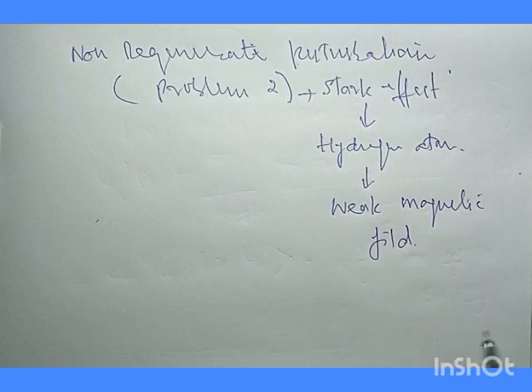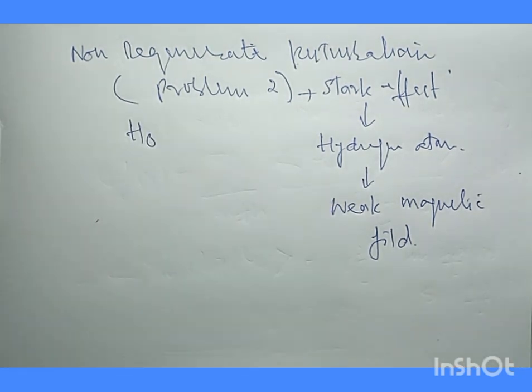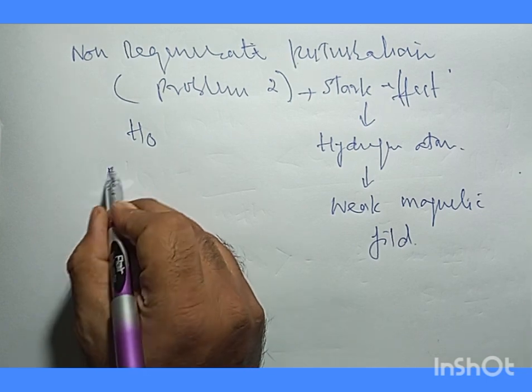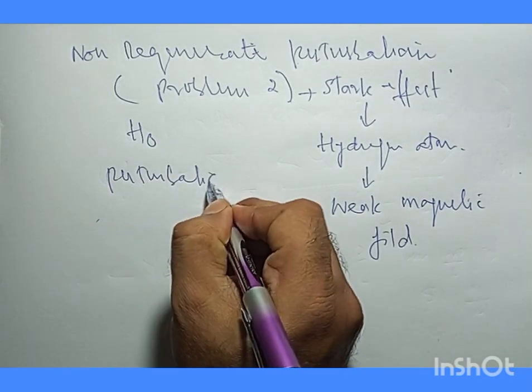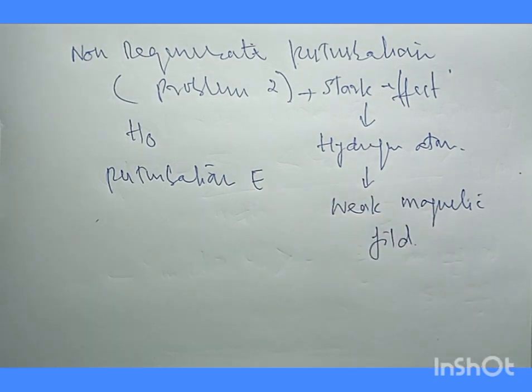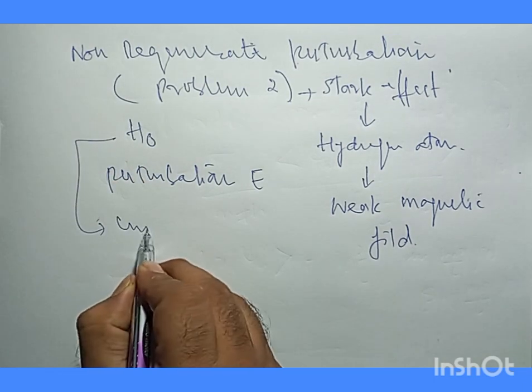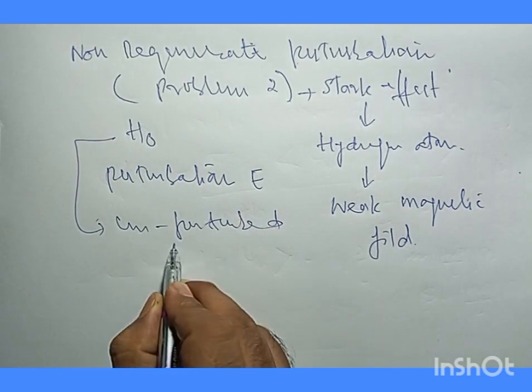The unperturbed system is the hydrogen atom with Hamiltonian H naught, and the perturbation introduced into this system is an electric field. Let's assume that the electric field is E, and this is the perturbation introduced to the system. So we have the unperturbed Hamiltonian H naught.